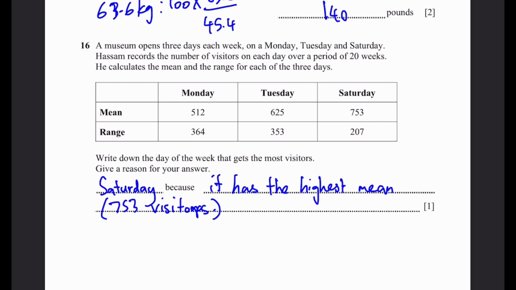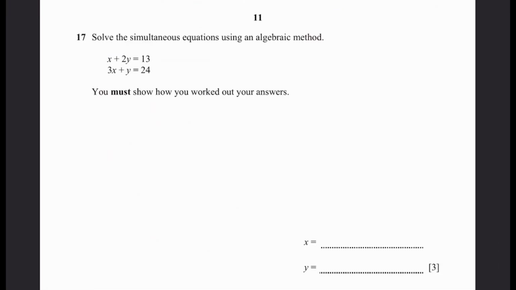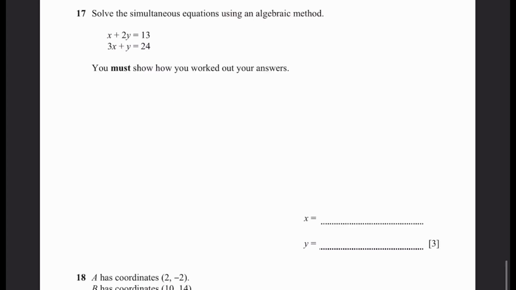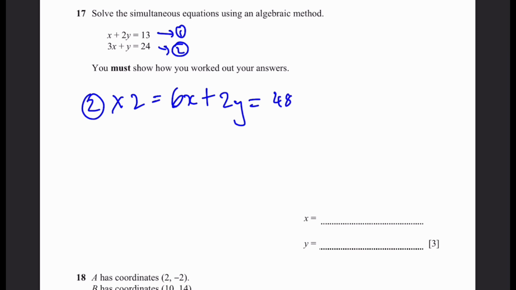That's the answer. Question 17. Solve the simultaneous equations using an algebraic method. You must show how you worked out your answers. So you can first name this as equation 1 and this as equation 2. We can multiply equation 2 by 2. That'll be 6x plus 2y is equal to 48.